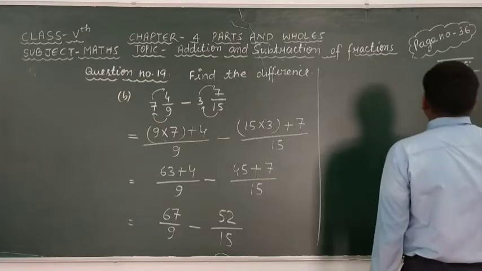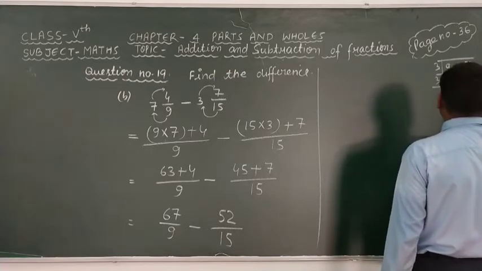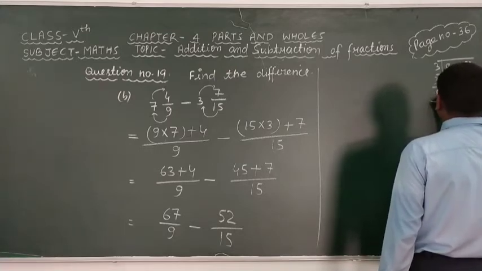Okay, 3 3s are 9, 3 5s are 15, 3 1s are 3. Listen, 5 is not divisible by 3, therefore we take 5 as same. 5 1s are 5.